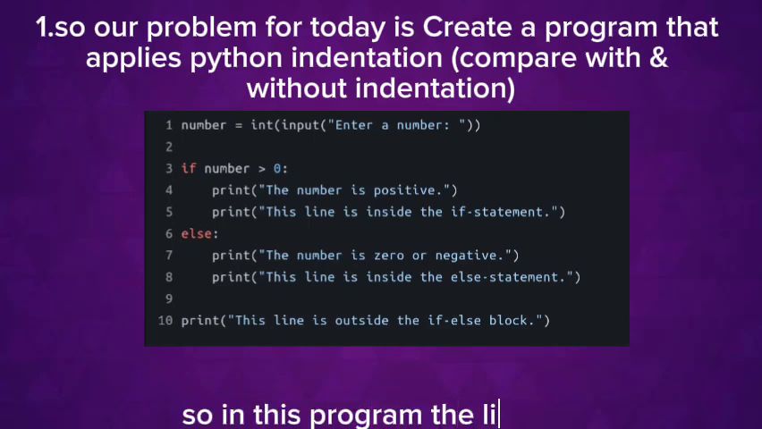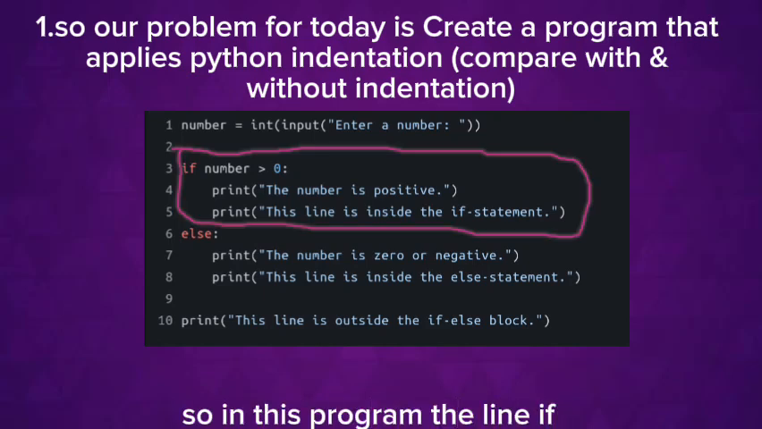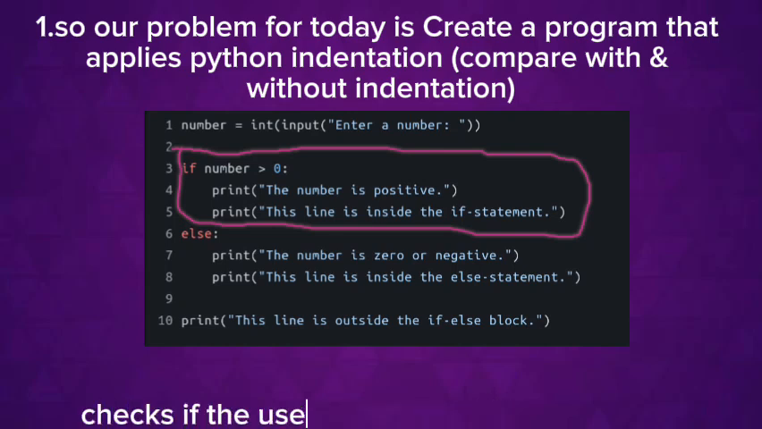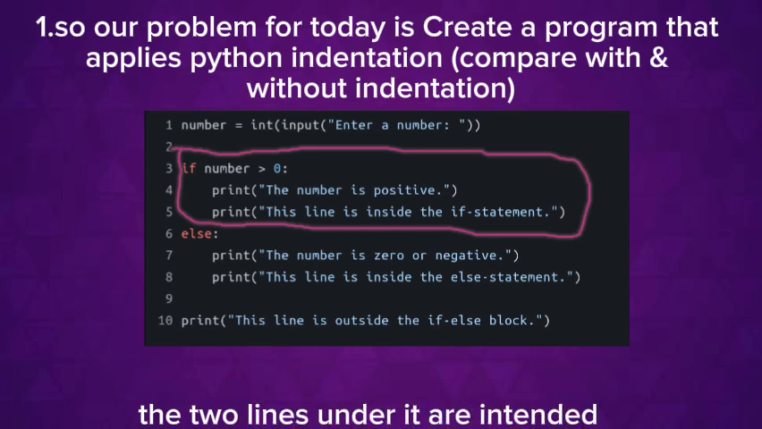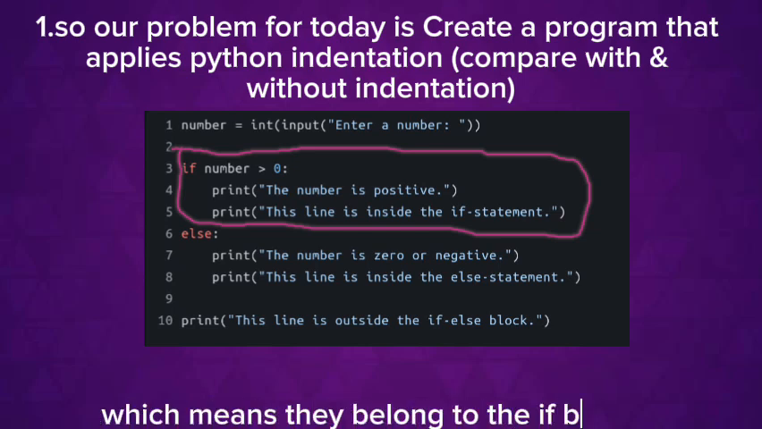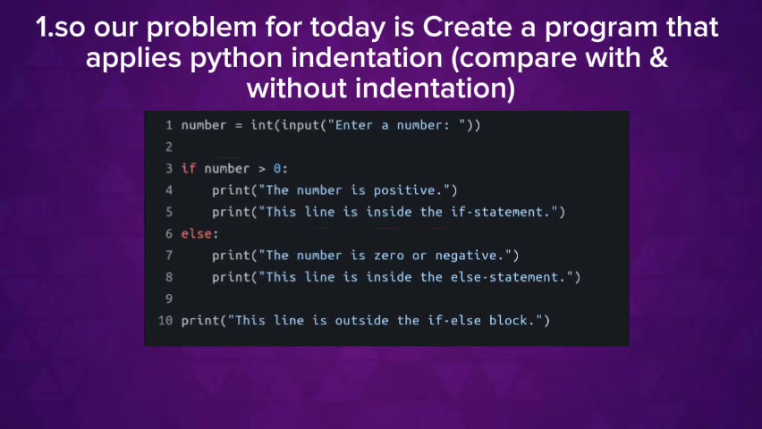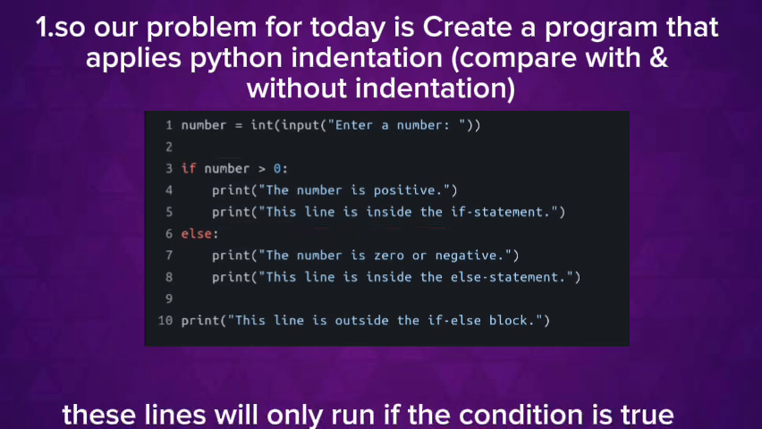So, in this program, the line if number greater than 0 checks if the user's number is greater than 0. The two lines under it are indented, which means they belong to the if block. These lines will only run if the condition is true.